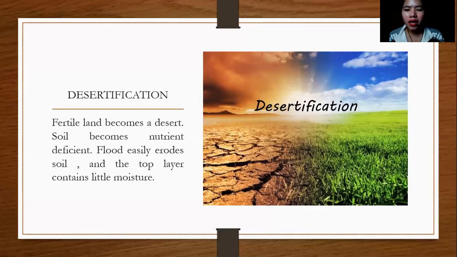Desertification. So this is very familiar to us. Fertile land becomes a desert.